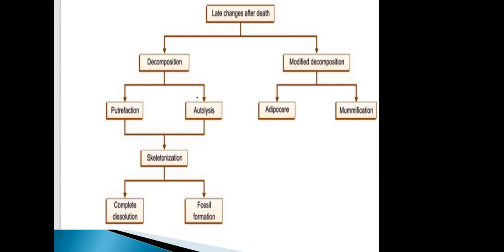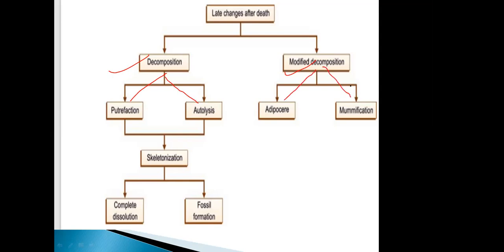After that, we have studied rigor mortis and cadaveric spasm. So these are the early changes after death. The last topic is late changes after death. The late changes after death are decomposition and modified decomposition. In decomposition, it is putrefaction and autolysis. In modified decomposition, it is adipose deformation and mummification.